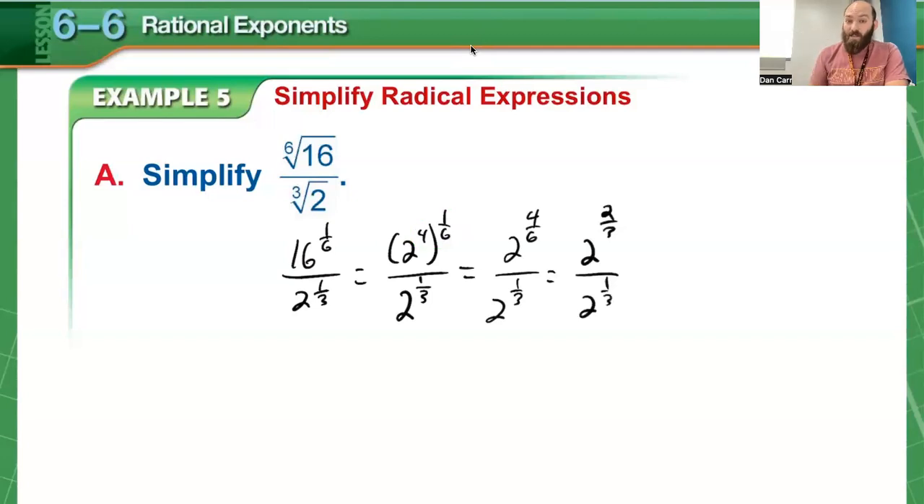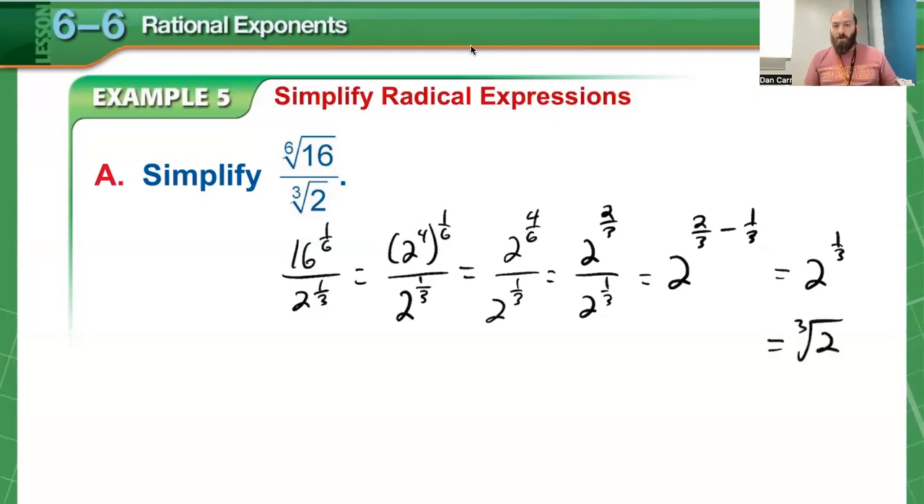And now that I'm dividing with the same base, I can use my rule, which is to subtract my two exponents. So 2 to the 2/3 minus 1/3. The answer I get here is 2 to the 1/3 power. As part of simplifying, we're going to have it as the cube root of 2. If the directions say to rewrite it that way, we'll make sure we write it as a radical instead of a rational exponent. That's the bottom line for that one.